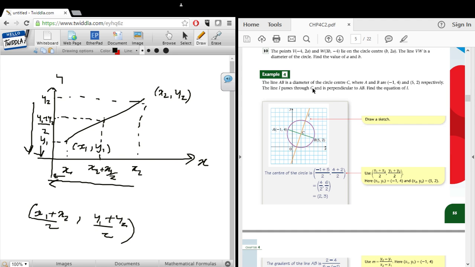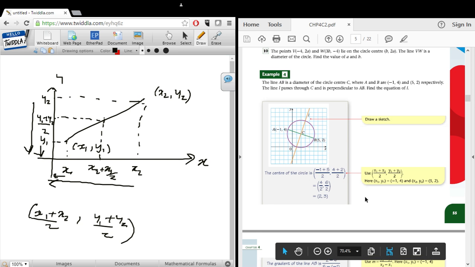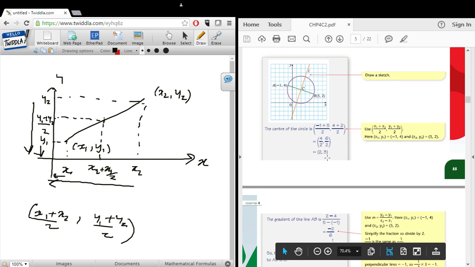Example 4, the line AB is the diameter of the circle center C, where A and B are, and then you have the points. The line L passes through C and is perpendicular to AB. Find the equation of L. So what you need to do at this point here is the following. You know that you have these as the 2 points, following the rule. You get this point here, (2, 3), being the center.